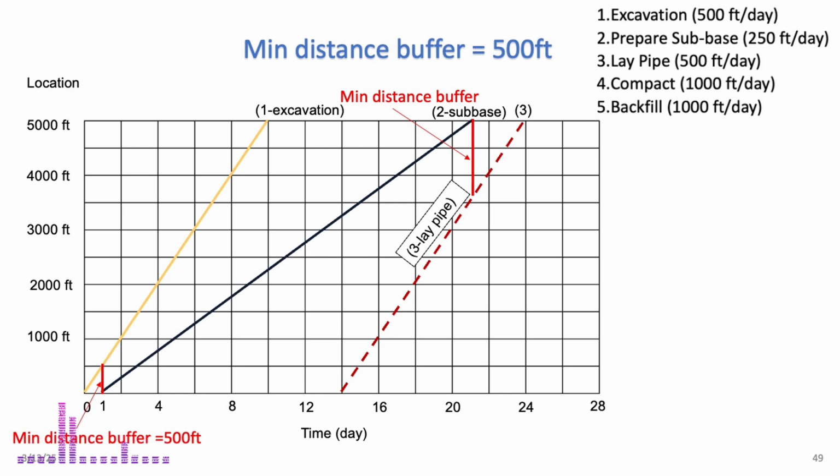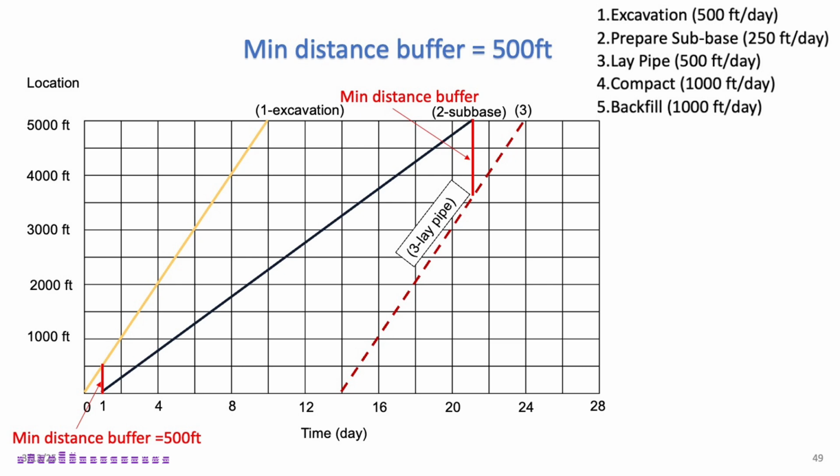To determine the correct positioning of the line for laying pipes, we need to ensure that the minimum distance buffer between this activity and its predecessor, subbase preparation, is exactly 500 feet. Since the subbase preparation progresses at a slower pace than pipe laying, the distance between these two activities gradually narrows as the project moves forward. Therefore, the minimum buffer will occur at the end of the subbase activity, where the gap is at its smallest.